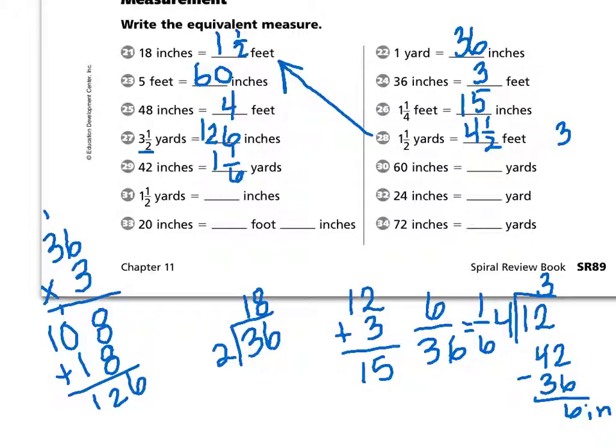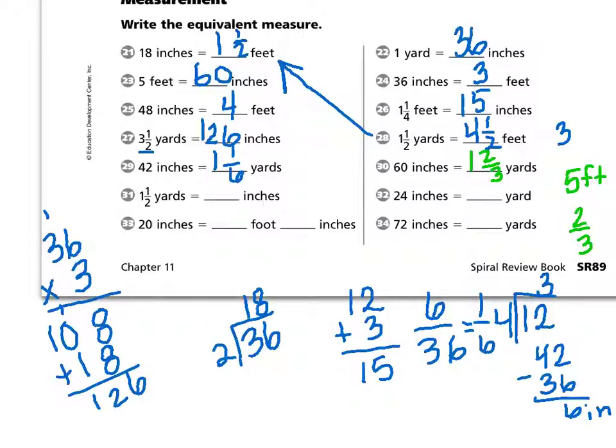60 inches equals how many yards? So I know that I would need to divide 60 by 12, and that's going to equal 5 feet. And then I know that 3 of those feet would be a yard, so it would be 1 yard. And then there would be 2 feet left over, 2 out of 3 which I would need, which would be 2/3 of a yard.